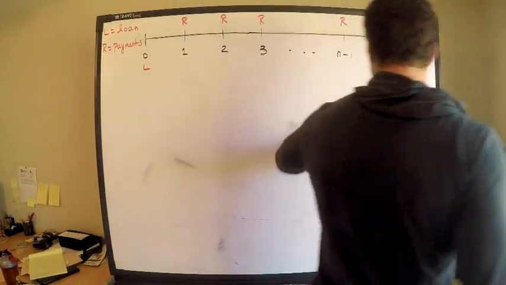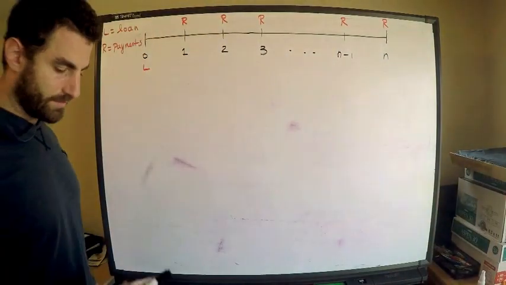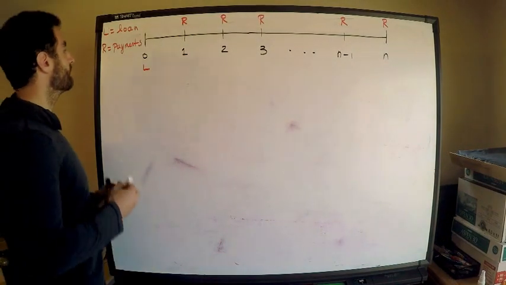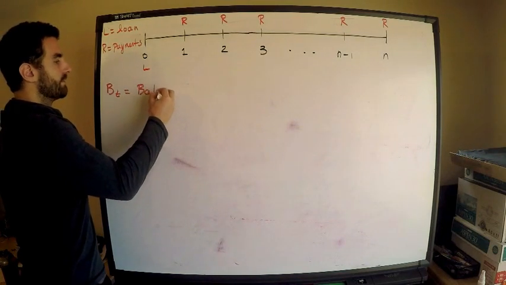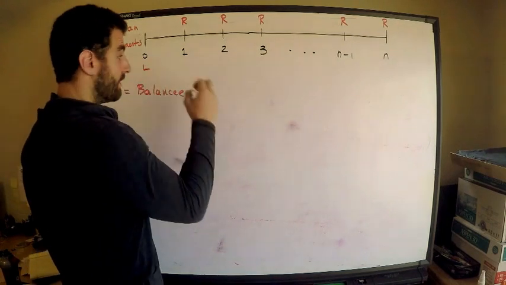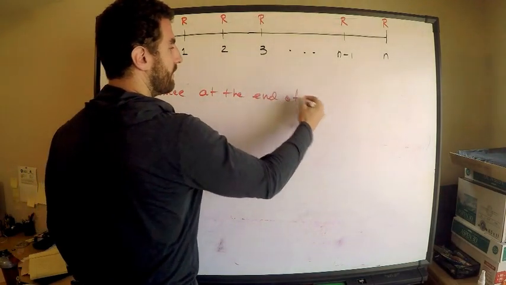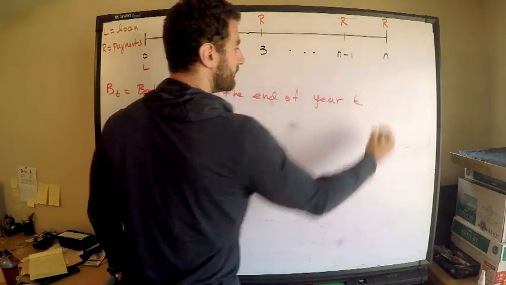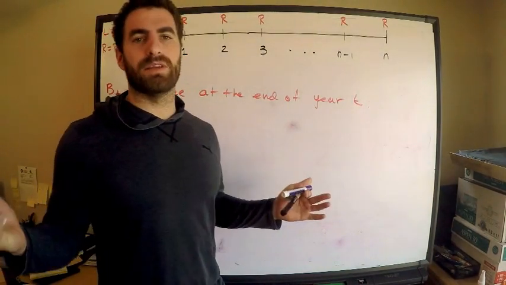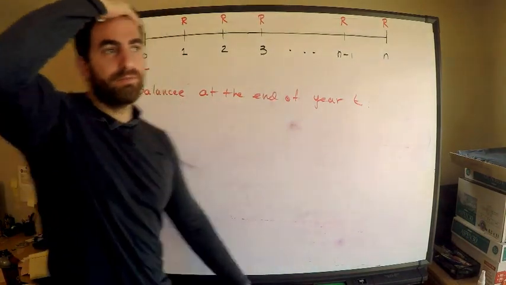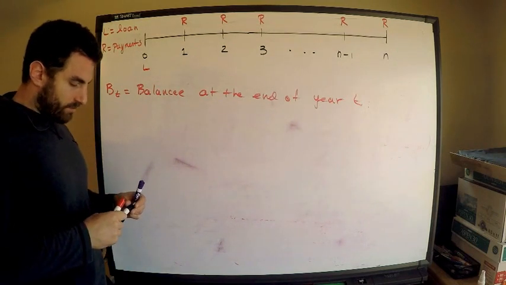All right. So let's go ahead and do that. I didn't actually write this down, but let me write it down now. BT is the balance at the end of year T. Sometimes this is also referred to as the outstanding principal, or really just outstanding balance. It's basically just what do you owe after you made the first T payments, right? Okay, we have everything we need.